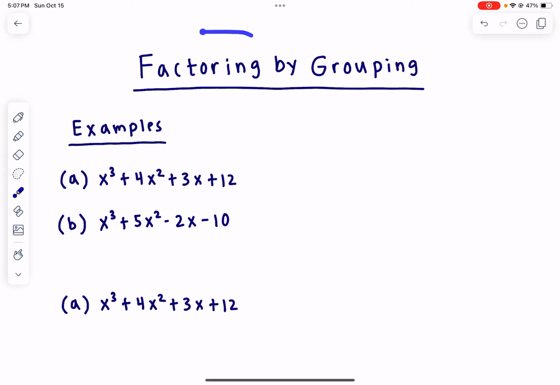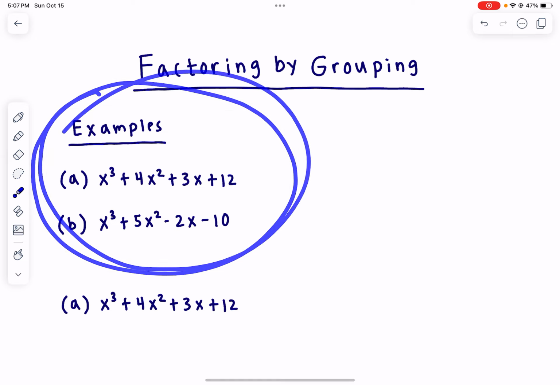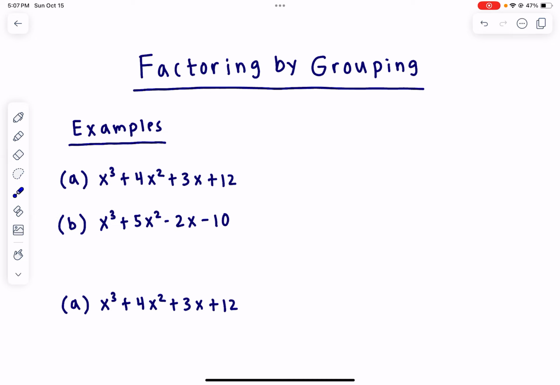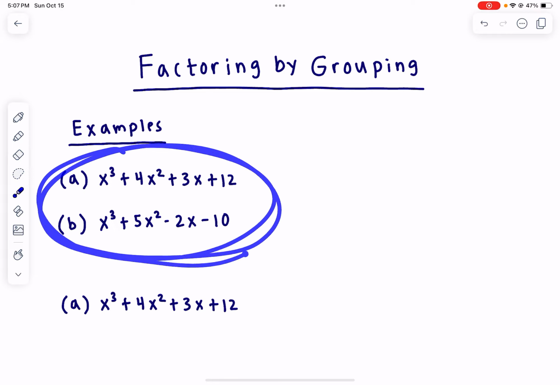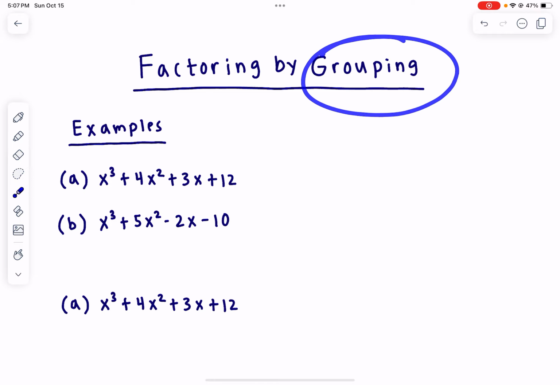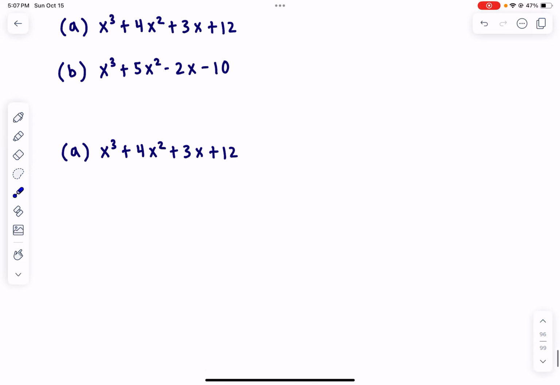So this method of factoring isn't too complicated. We just have to be a bit more careful about how we factor out certain terms in our expression. So let's go ahead and look at these two examples for today. And once again, the main idea for today is to be able to factor these types of examples by what we call grouping. So let's go ahead and jump right into it and see what that means.